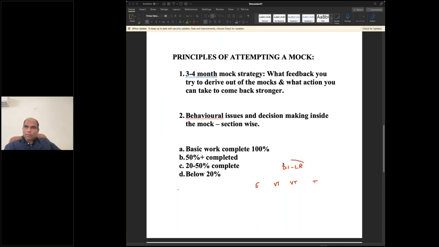So in DILR, the first thing you have to understand is no portion. If you're portion dependent in DILR, it means you have missed the bus. You've never understood what DILR preparation is all about, right? Portion dependent preparation does not work in DILR.